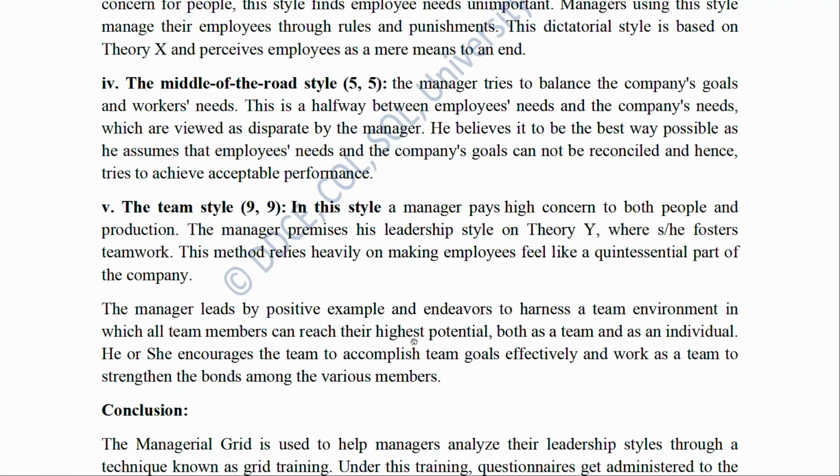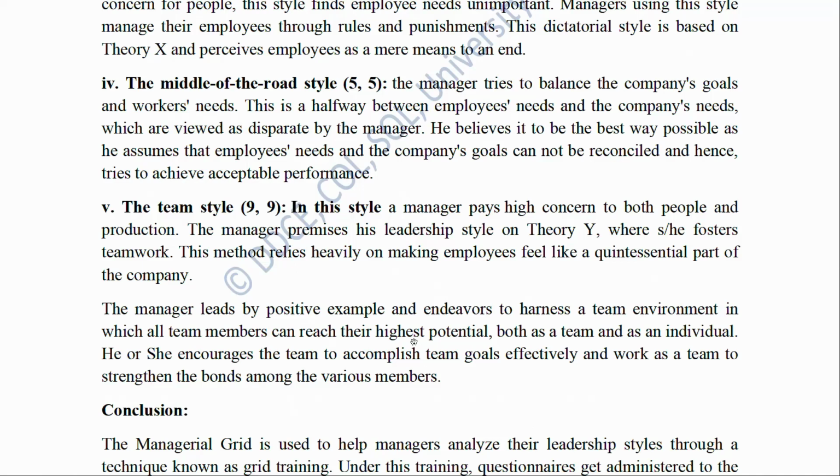Fifth, the team style 9,9. In this style, a manager pays high concern to both people and production. The manager premises his leadership style on theory Y, where he or she fosters teamwork. This method relies heavily on making employees feel like a quintessential part of the company. The manager leads by positive example and endeavors to harness a team environment in which all team members can reach their highest potential, both as a team and as an individual.